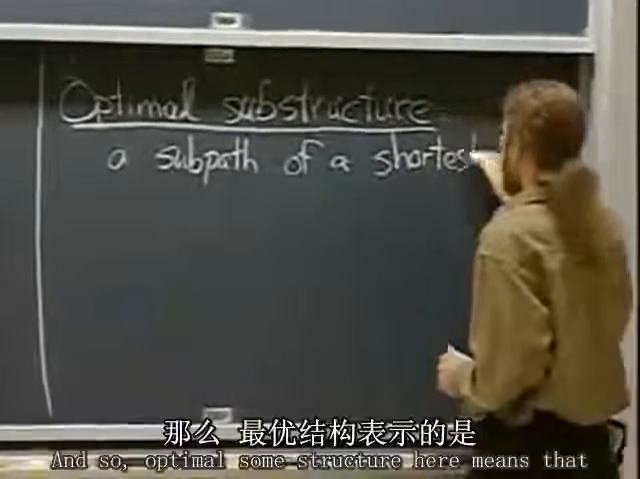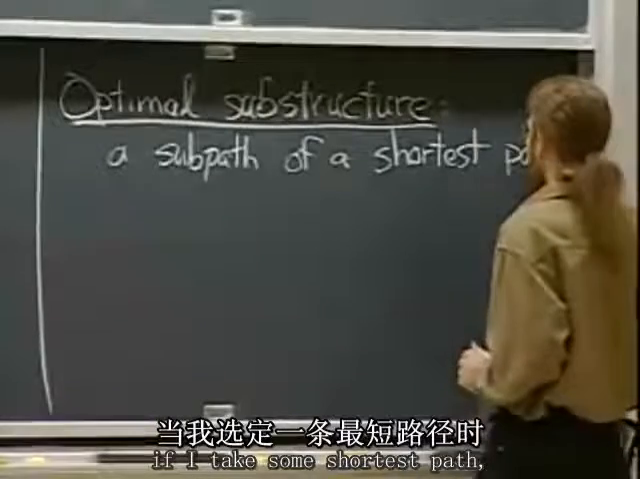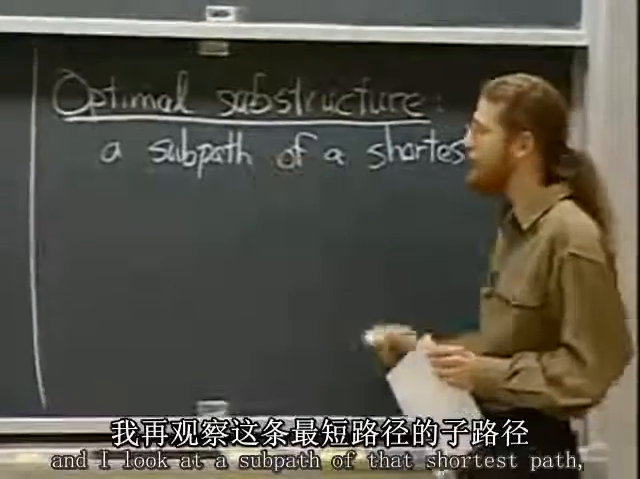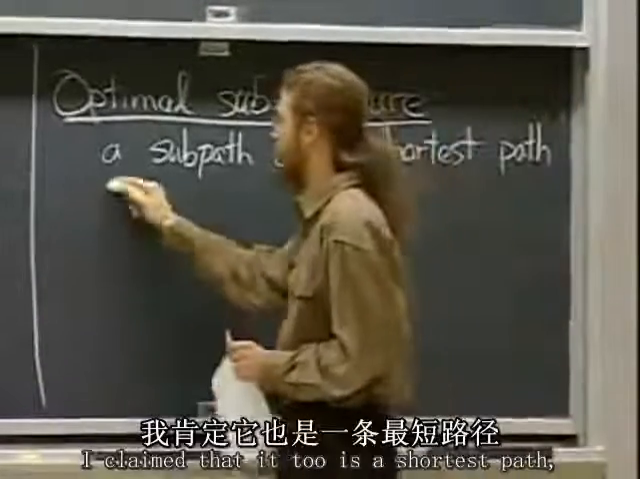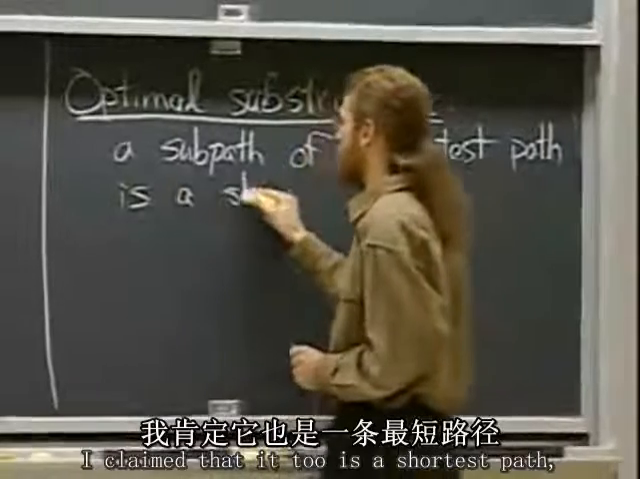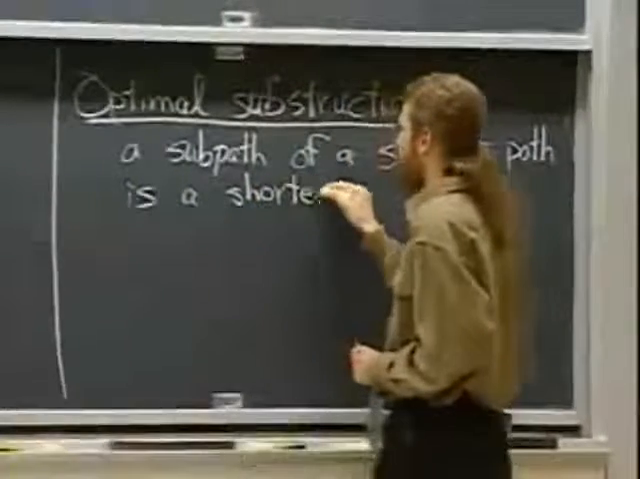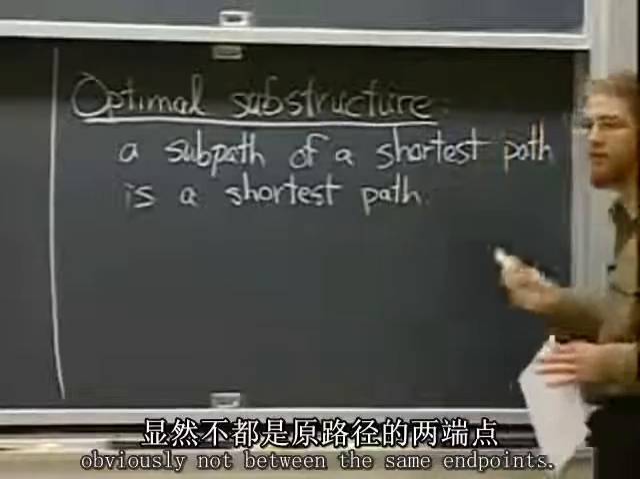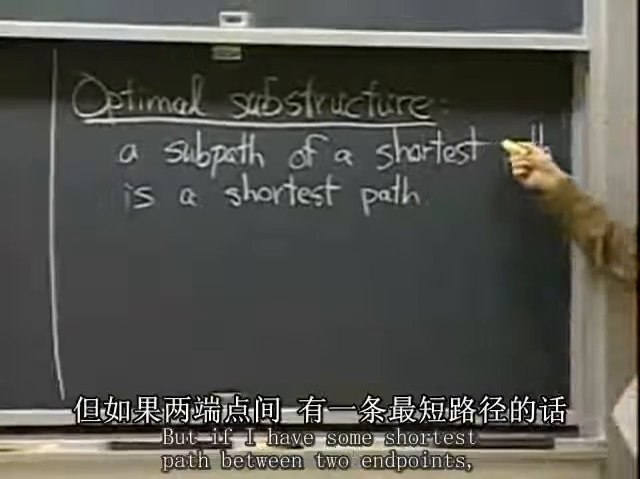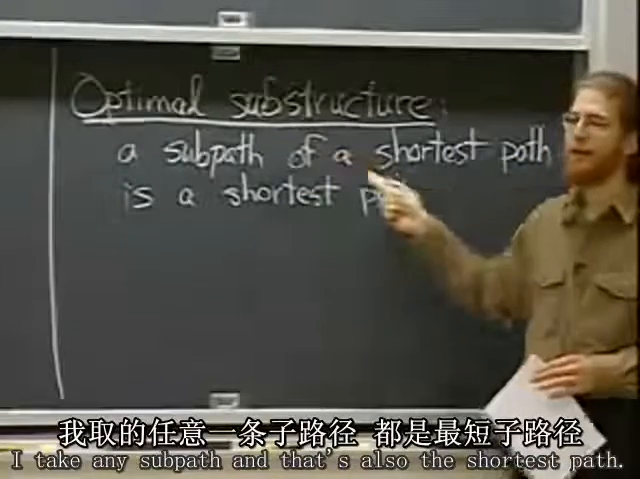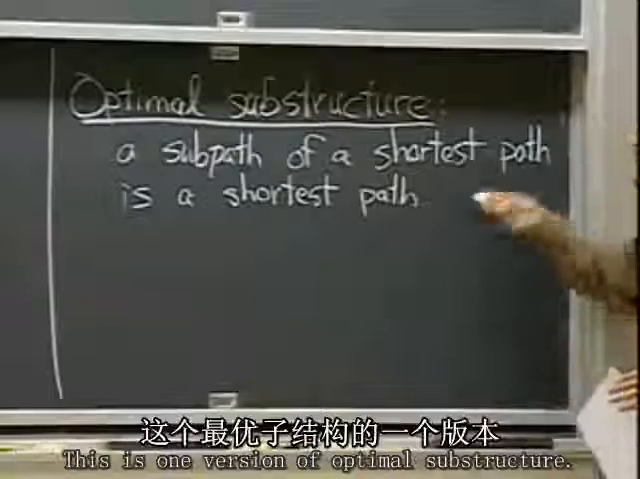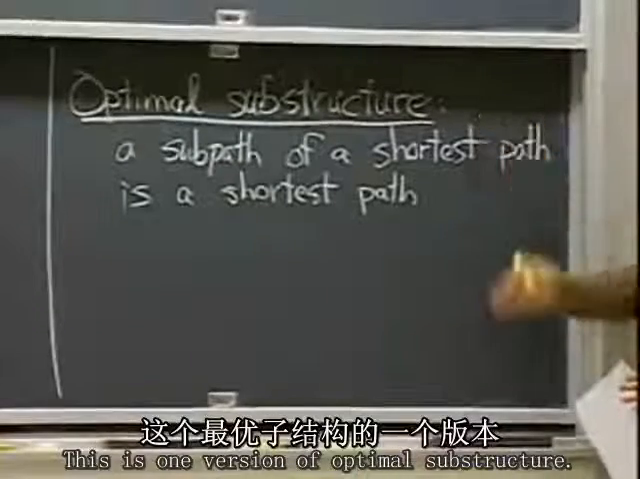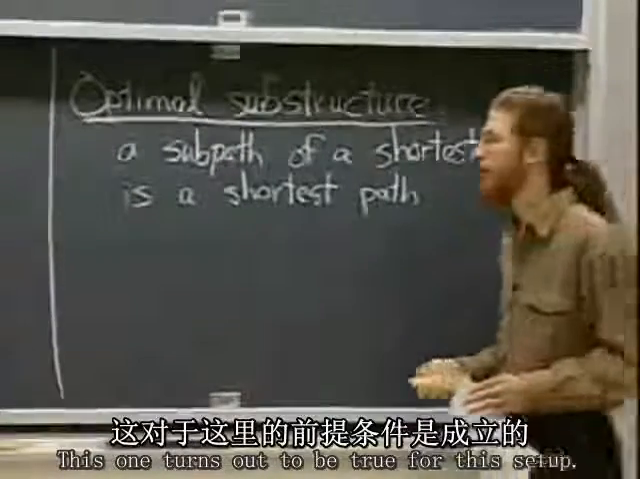And so optimal substructure here means that if I take some shortest path and I look at a subpath of that shortest path, I claim that it too is a shortest path, with its respective endpoints. Obviously not between the same endpoints, but if I have some shortest path between two endpoints, I take any subpath, that's also a shortest path. This is one version of optimal substructure. This one turns out to be true for this setup.